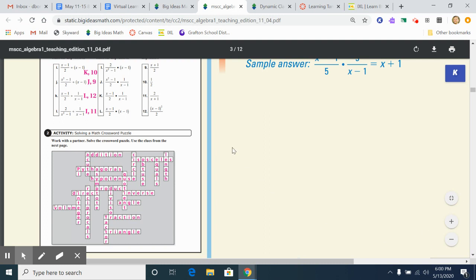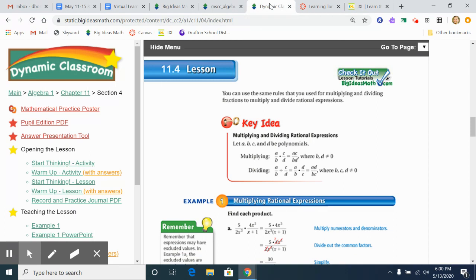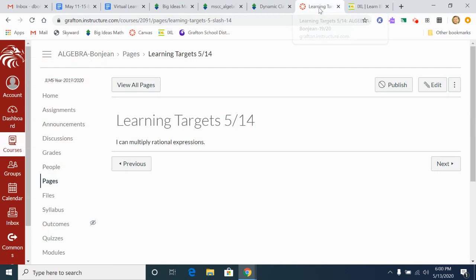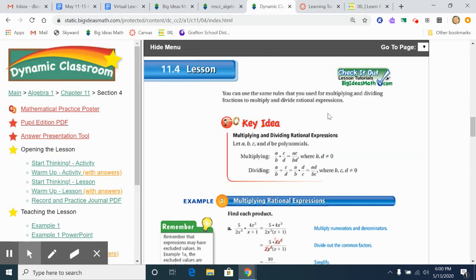Again, I'm going to get into multiplying rational expressions, where we're still doing the same concepts as 11.3. We're still simplifying as well. Our learning target is that we can multiply rational expressions today. So let's get right into it.